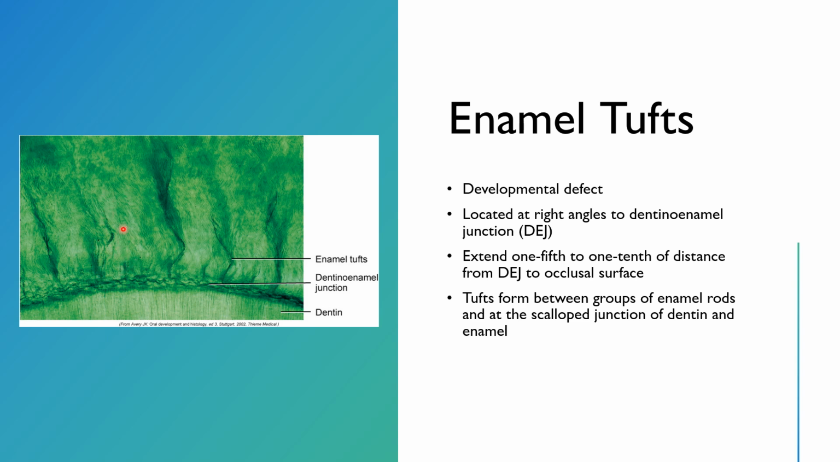These are a natural part of the development of the teeth. These little tufts actually form between the groups of enamel rods, right at the scalloped junction of the dentin and the enamel. Basically, that means the DEJ has a scalloped border, and then we will have these little enamel tufts.